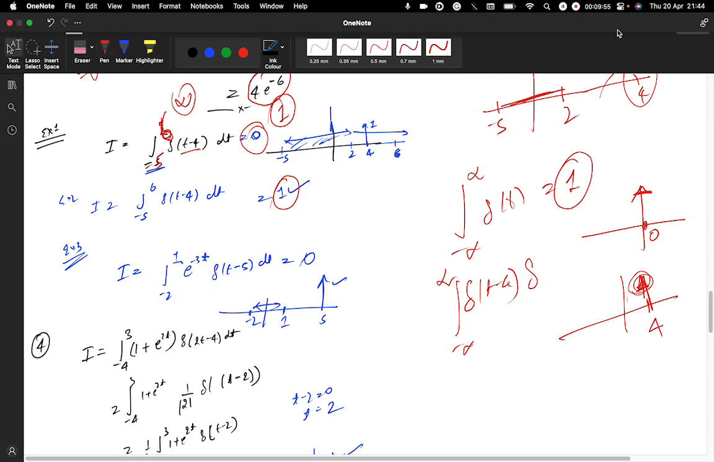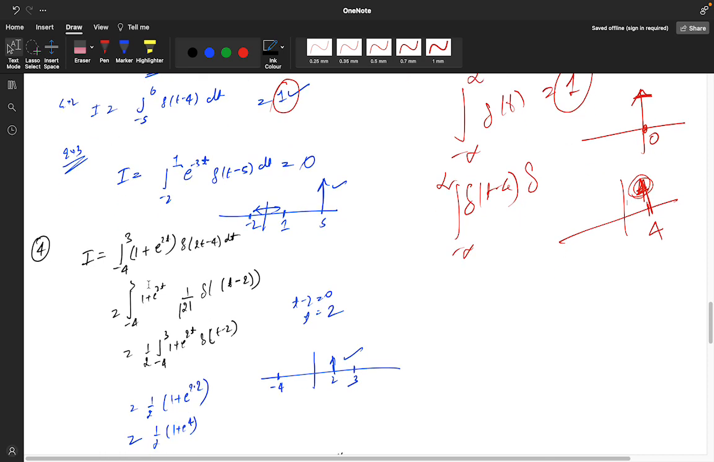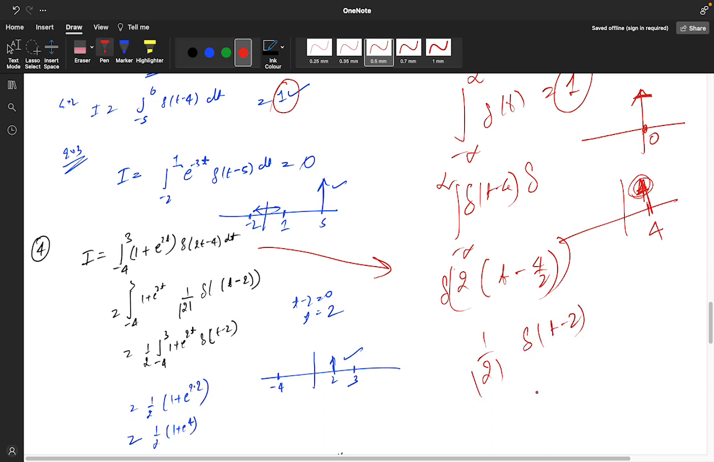So like this question, minus 4 to 3. How will you solve this? Minus 4, so 2t minus 4. You have to do the scaling first. Take 2 common, t minus 4 by 2. Okay, this is a delta function. So 2 will come outside, so 1 by mod 2 delta t minus 2. So you are getting 1 by 2 delta t minus 2.